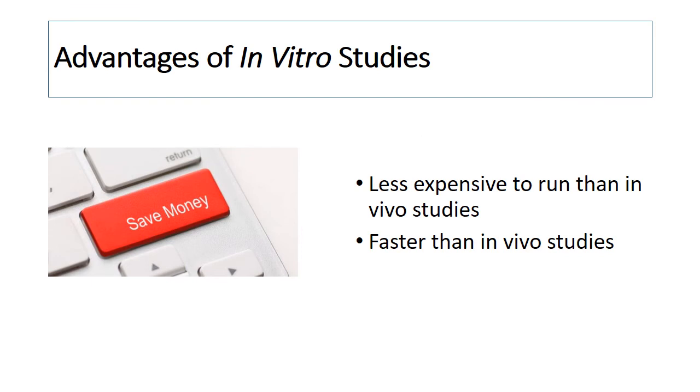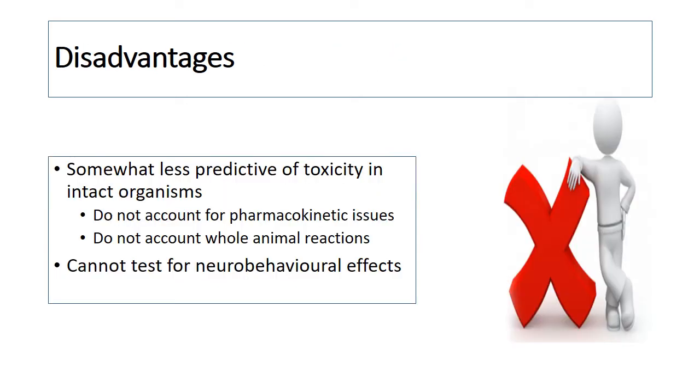And then the advantages, well, they are largely less expensive to run compared to the in vivo ones, and the results generally come out much faster. Disadvantages, they are somewhat less predictive of toxicity in intact organs, because they do not account for pharmacokinetic issues. They do not account for how the drug will be absorbed from the stomach, or how it will probably move to the liver, whether it will be metabolized or not, what the distribution is going to be like, and how it will be excreted in an intact animal.